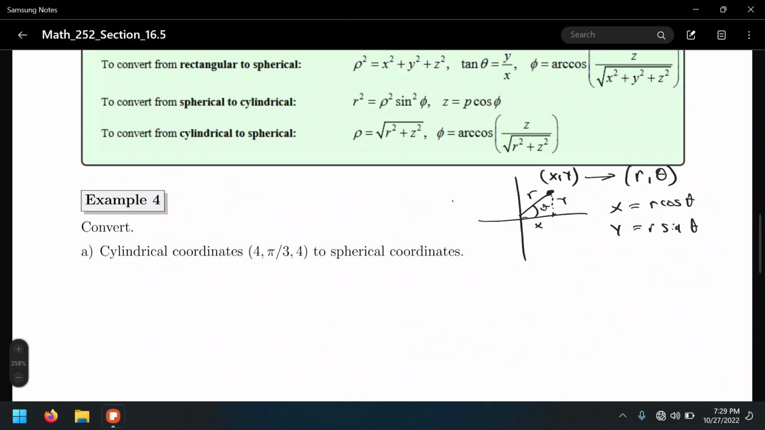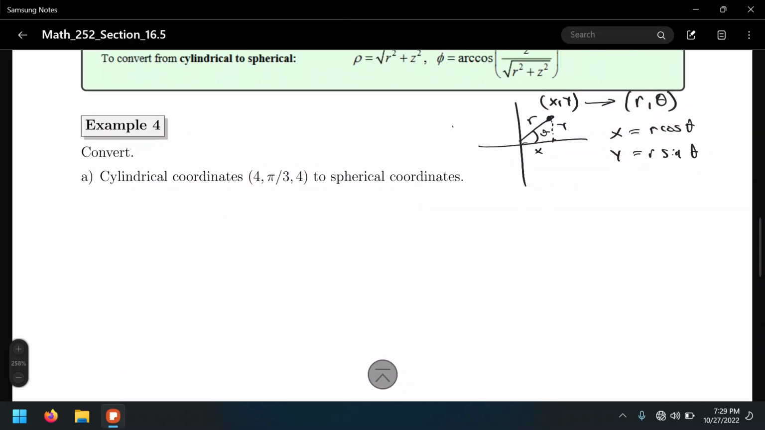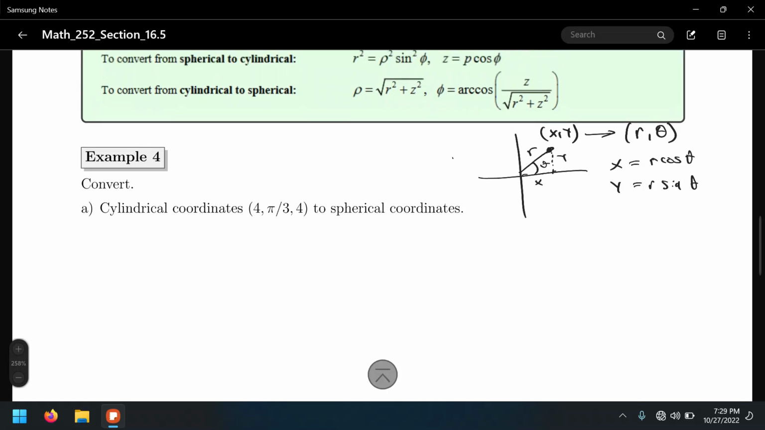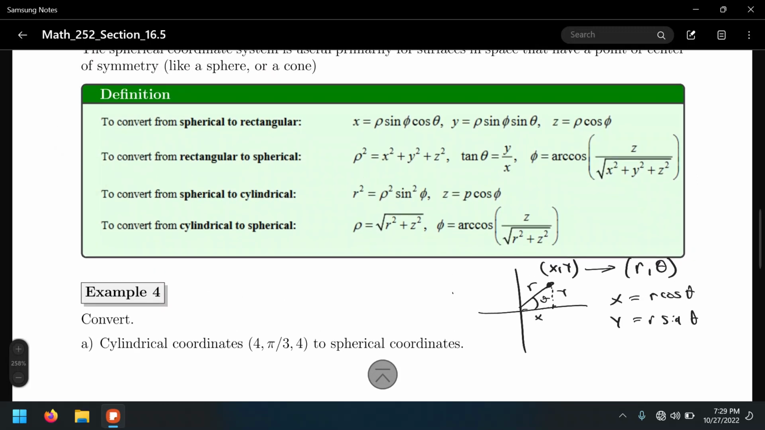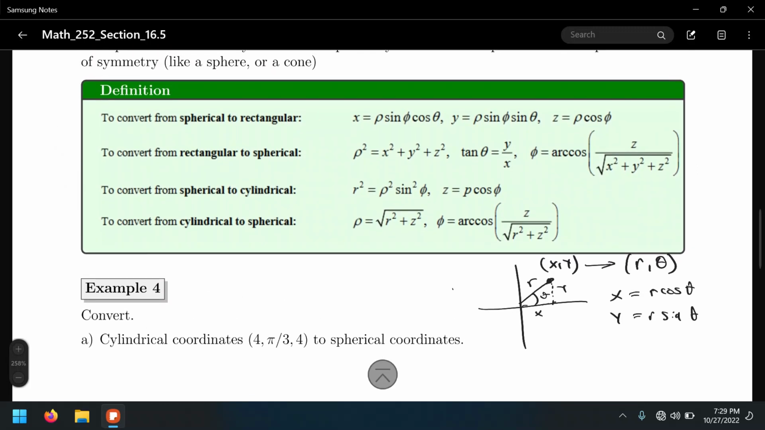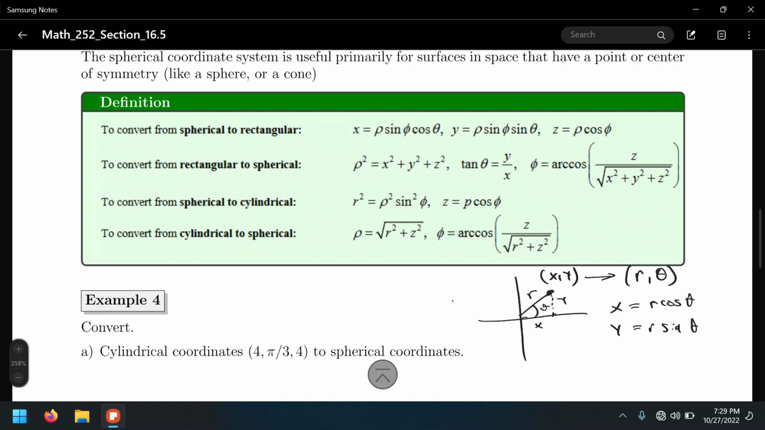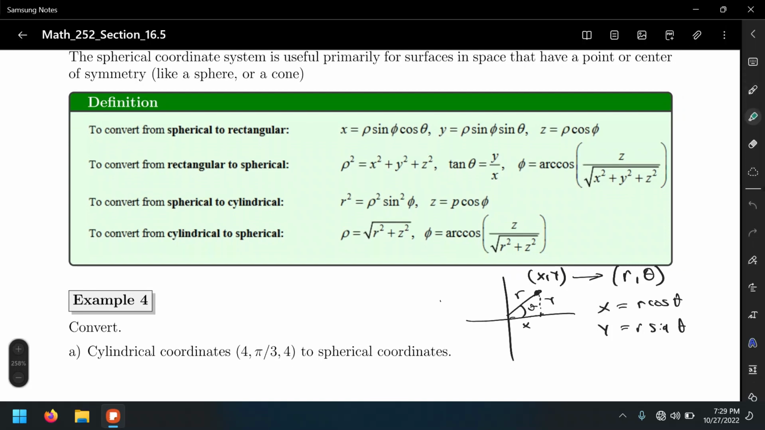All right. So convert between cylindrical to spherical. The formulas to convert from cylindrical to spherical. Well, in this case, we're going to use the spherical ones to cylindrical, which are not the ones that we derived. We derived the other ones. So we're going to use these ones right here.